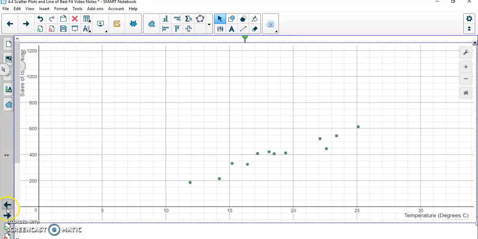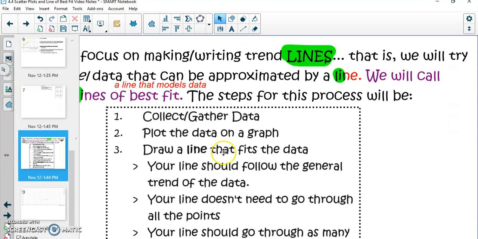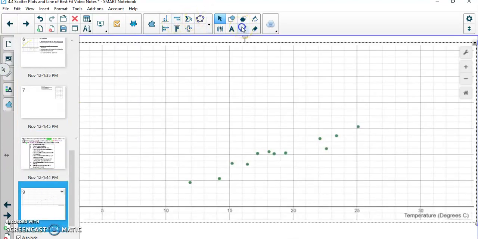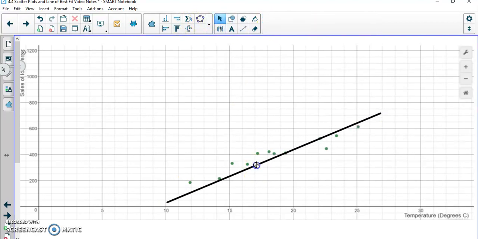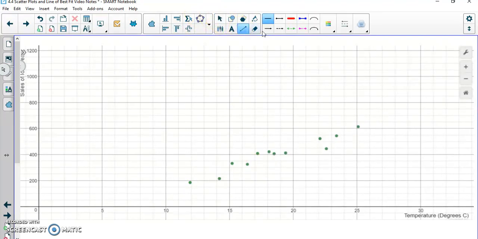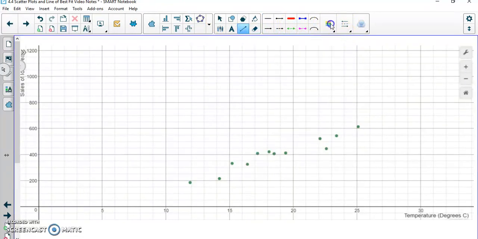So we've plotted the data. Now step number 2, after we've plotted the data, is to draw a line that best fits that data. Again, I have the ability to use a straight edge. So I'm going to try to draw a line that goes through as many points as possible. I know I can't go through everything, so I want to make sure that it has about the same number of points above and below.